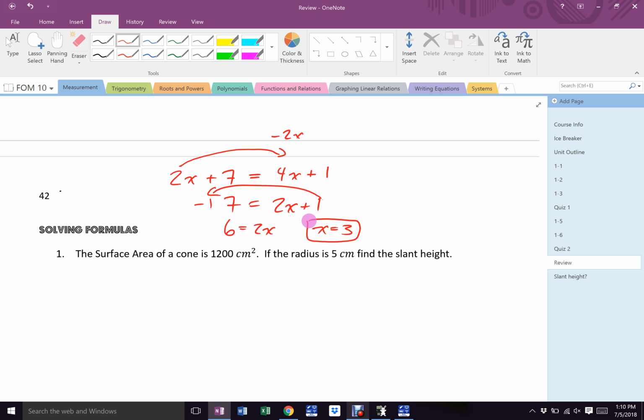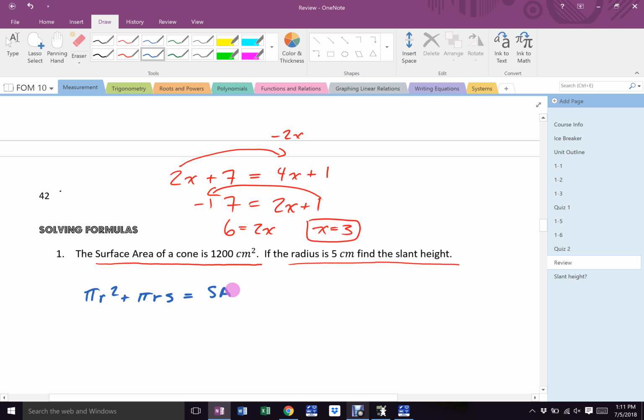So let's go to this very next question. Yes. Surface area of a cone. Why is that good? Okay. Surface area of a cone, and I know the radius. What is the surface area of a cone? Pi r squared plus pi r slant equals surface area.